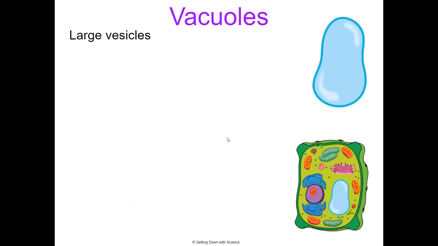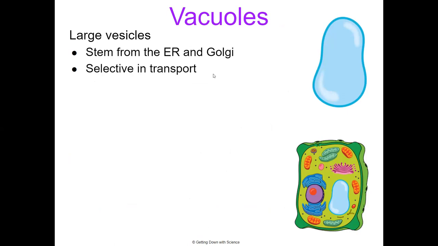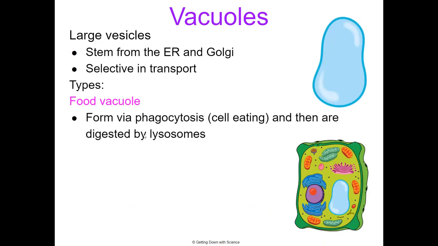Vacuoles are all about storage. Honestly, vacuoles are just larger vesicles. They're going to release from the endoplasmic reticulum or the Golgi, and they're selective in terms of what they're transporting. So we can have food vacuoles that form during phagocytosis. And remember, phagocytosis is like taking in something large. So we think of this as eating. And then these will get digested by the lysosomes, break it apart into the pieces we need.